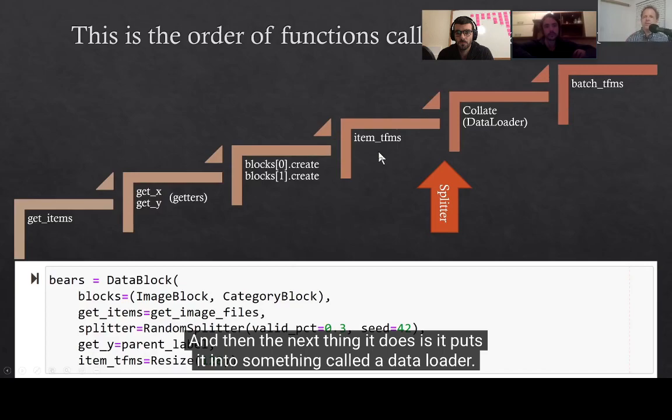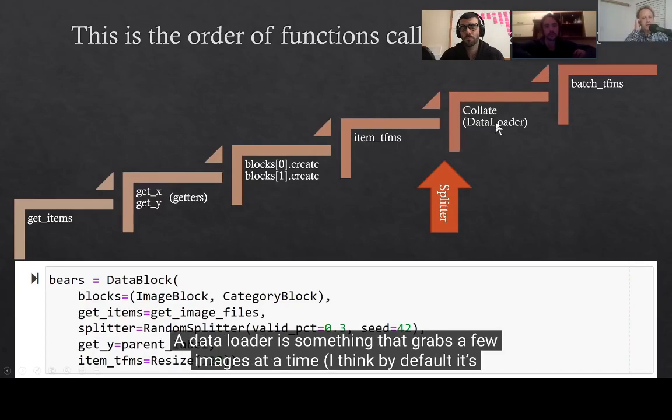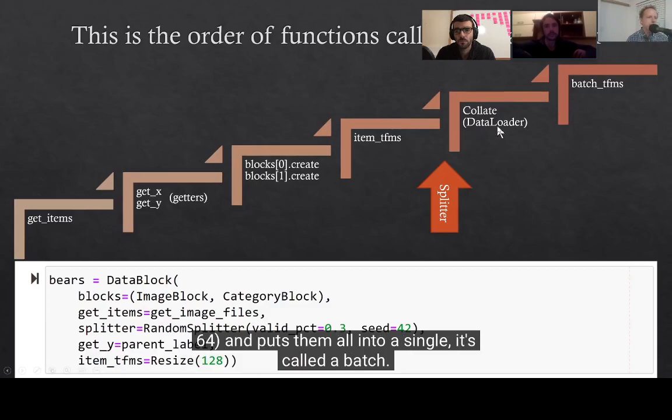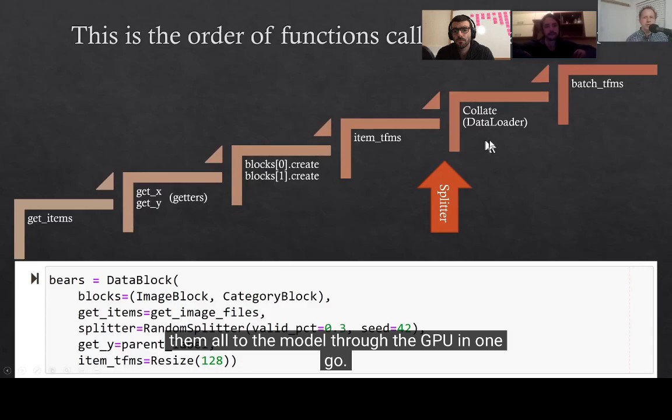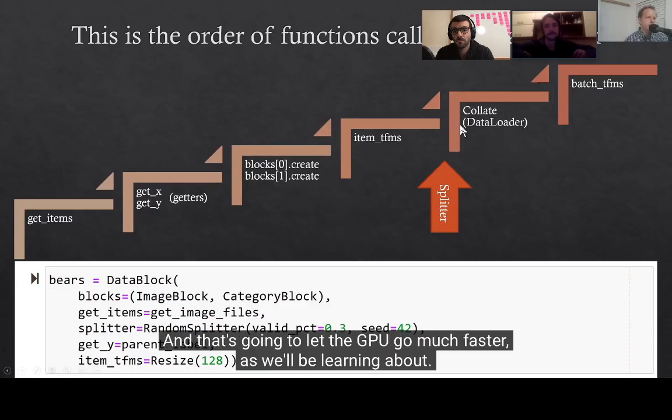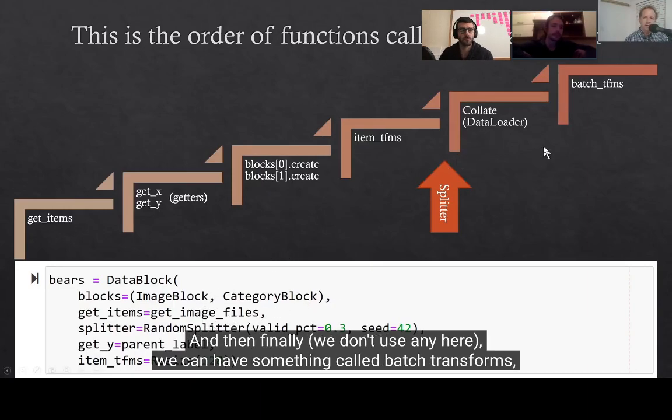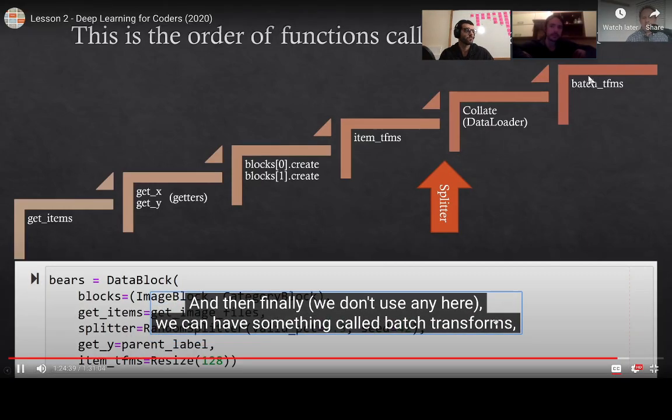And then the next thing it does is it puts it into something called a DataLoader. A DataLoader is something that grabs a few images at a time. I think by default it's 64, and puts them all into a single batch. It just grabs 64 images and sticks them all together. And the reason it does that is it then puts them all onto the GPU at once, so it can pass them all to the model through the GPU in one go. And that's going to let the GPU go much faster. That's what we're learning about. And then finally, we don't use any here, we can have something called batch transforms, which we will talk about later.